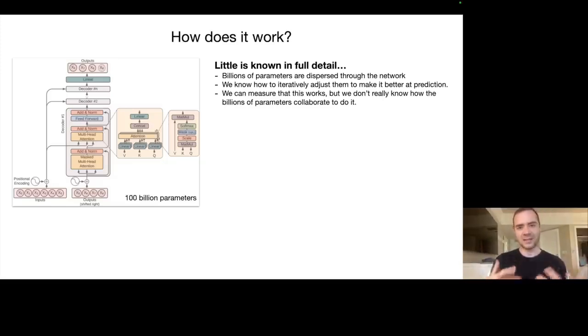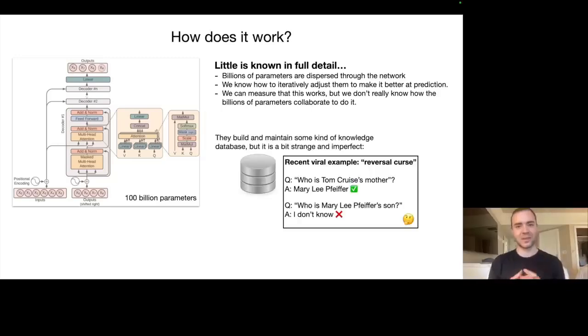We have some kind of models that you can try to think through on a high level for what the network might be doing. So we kind of understand that they build and maintain some kind of a knowledge database, but even this knowledge database is very strange and imperfect and weird. So a recent viral example is what we call the reversal curse. As an example, if you go to ChatGPT and you talk to GPT-4, the best language model currently available, you say, "Who is Tom Cruise's mother?" It will tell you it's Mary Lee Pfeiffer, which is correct. But if you say, "Who is Mary Lee Pfeiffer's son?" it will tell you it doesn't know.